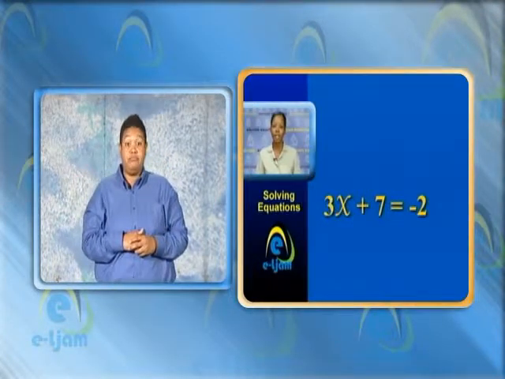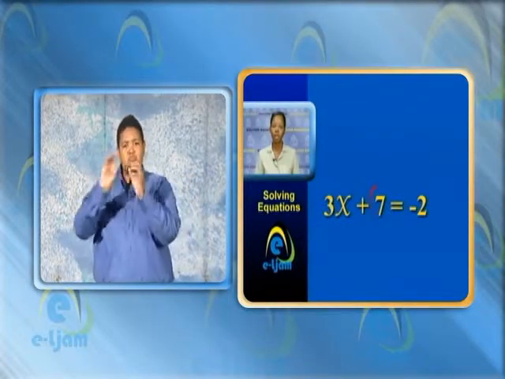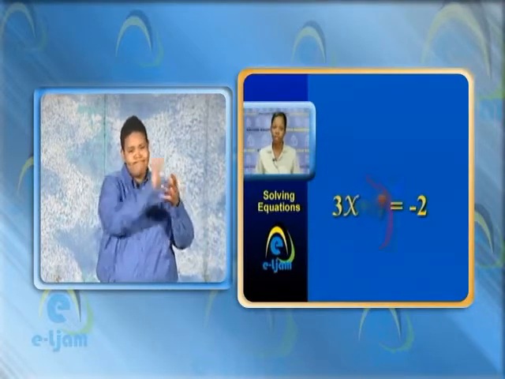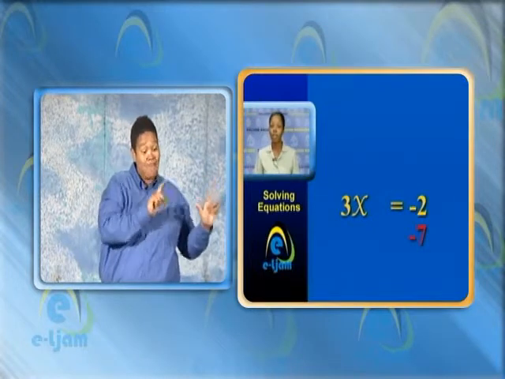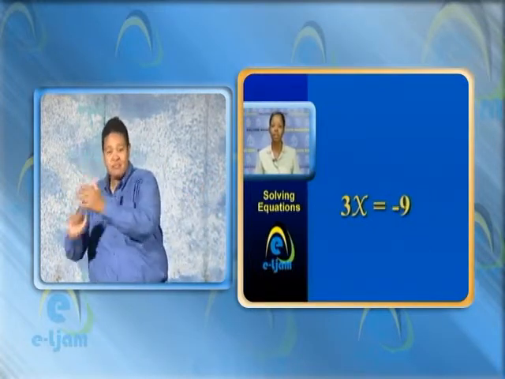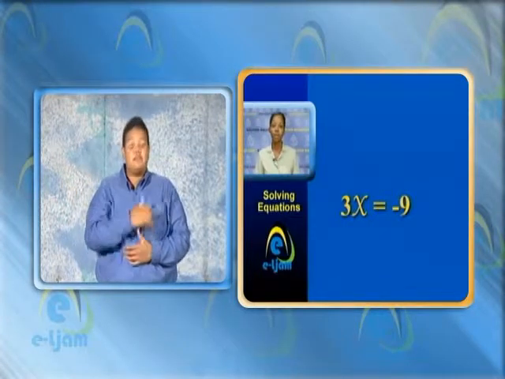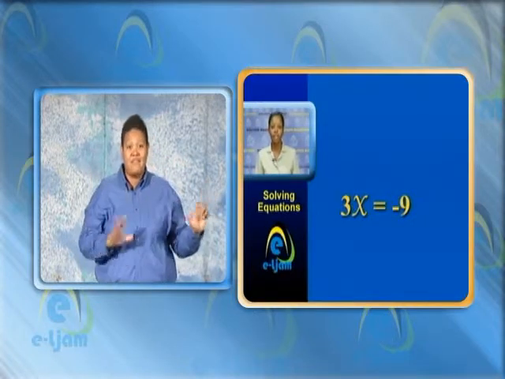On the left-hand side, we need to get rid of the numbers. We are adding 7, so to remove it, we subtract. Of course, what we do on one side, we must do on the other. So we also subtract 7 from the right-hand side of the equation. When we do this, we are left with 3x on the left and -9 on the right.